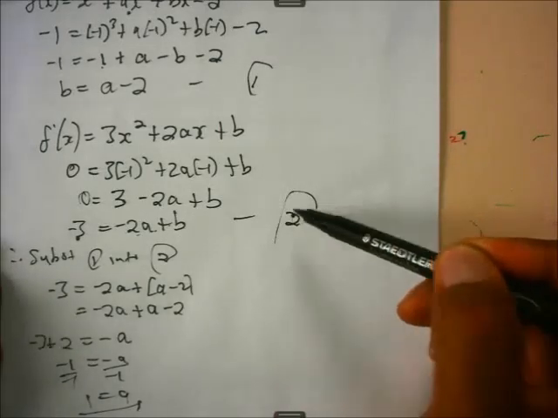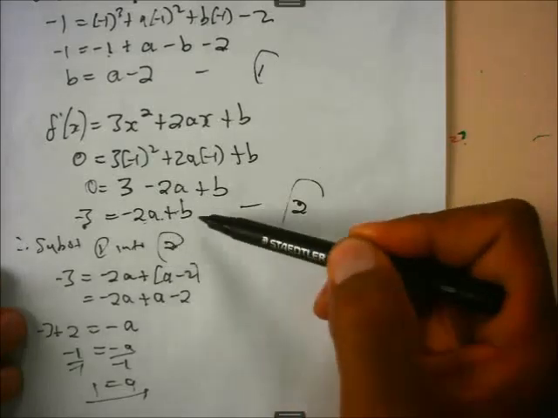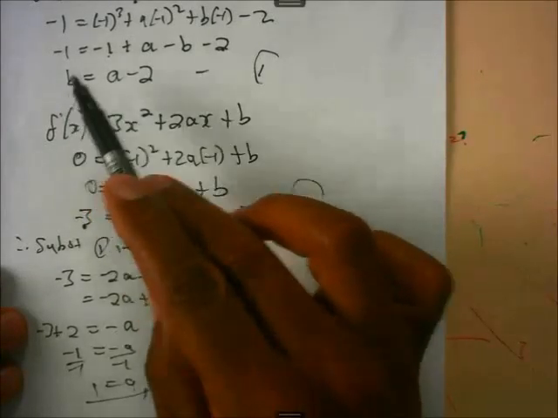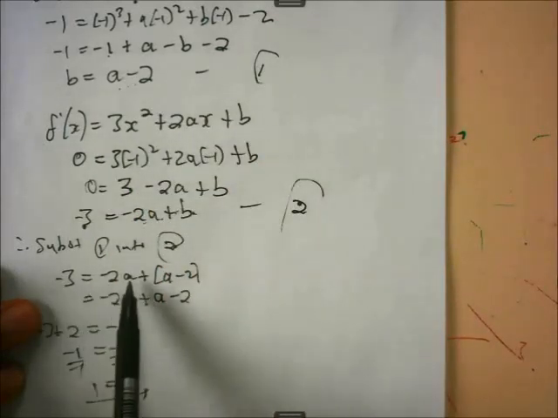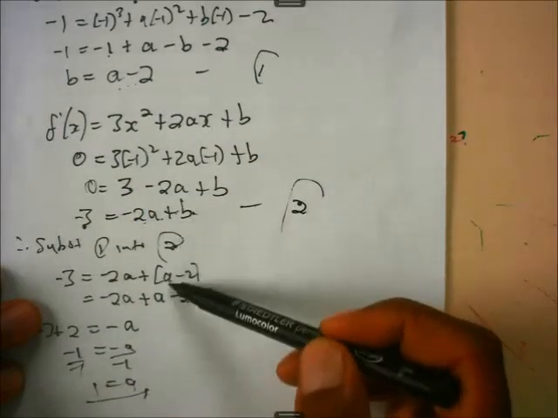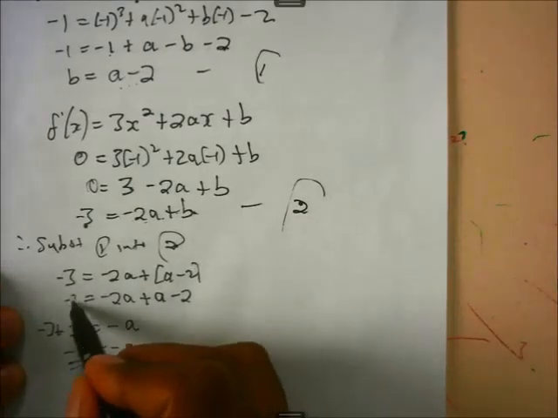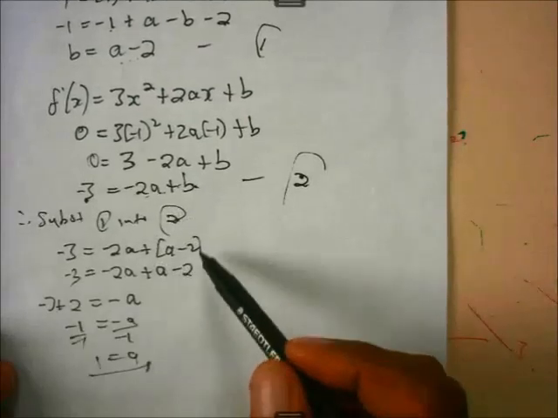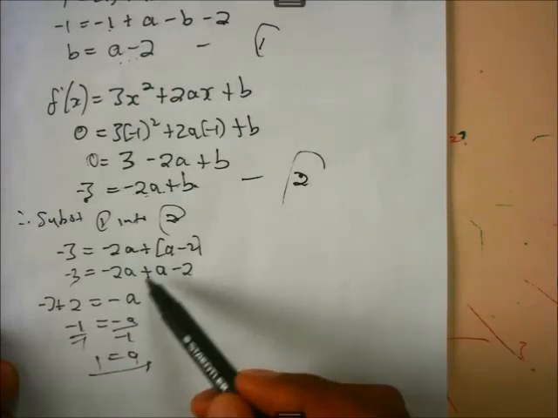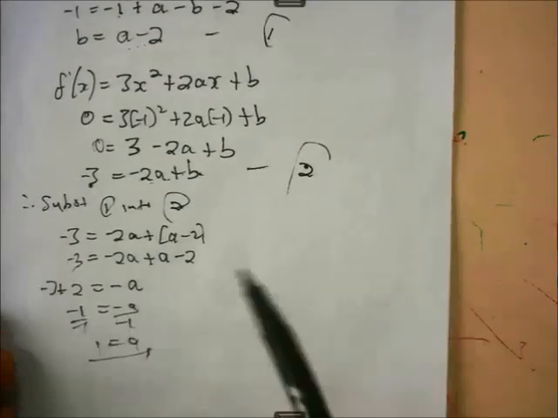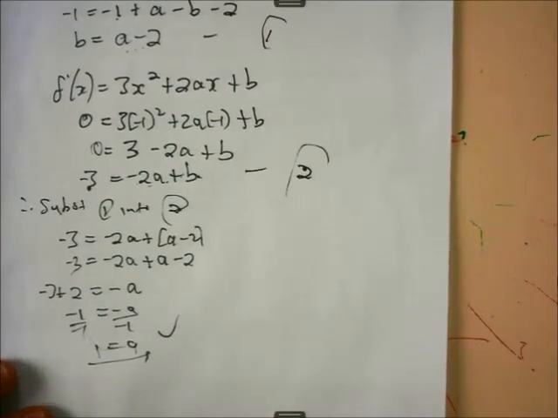Therefore, I can now say we substitute equation 1 into equation 2. It means in this equation, wherever I see b, I replace it with a minus 2. Then we have negative 3 is equal to minus 2a plus, now our b is a minus 2. Then we simplify, and we still have negative 3 here. Then when I move 2 to the other side, it is minus 3 plus 2. Then minus 2a plus a is minus a. Then I divide both sides by the negative. That is why a is a positive 1, right?